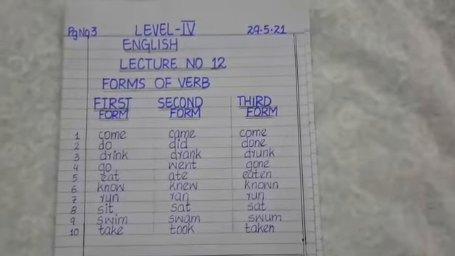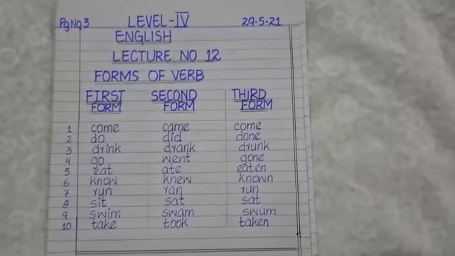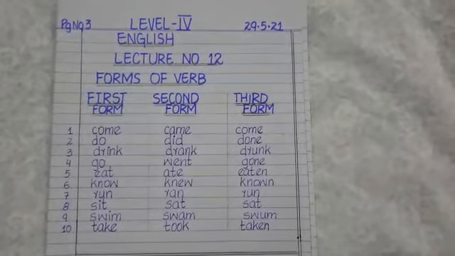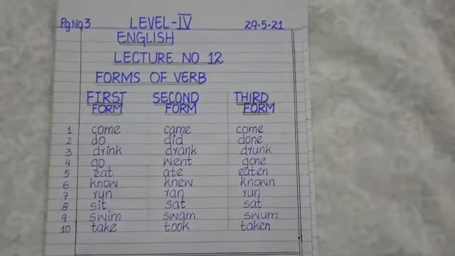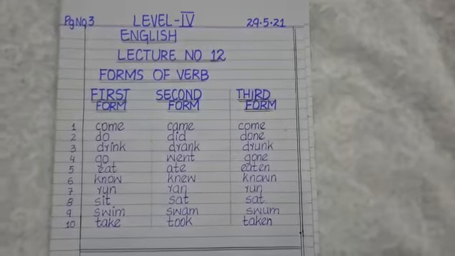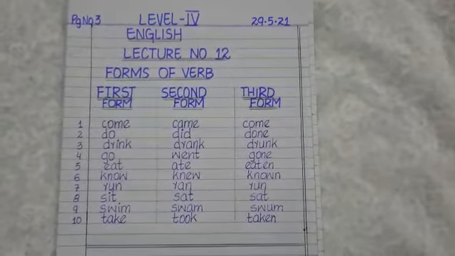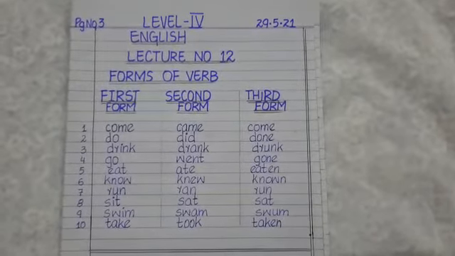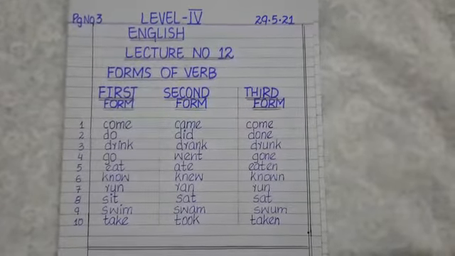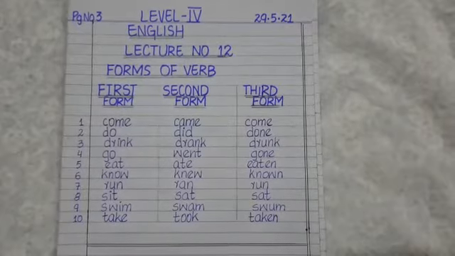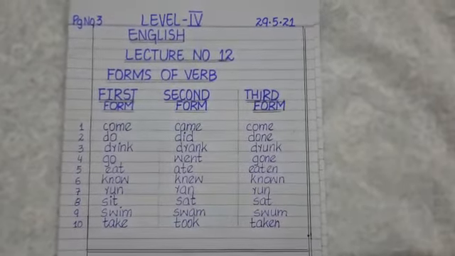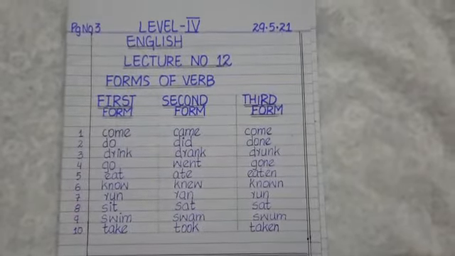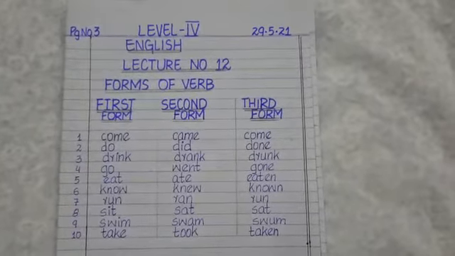Now come towards another topic, that is forms of verb. What do you mean by form? Forms means kinds of verbs or types of verb. So what is a verb? A verb is doing an action. A verb shows an action or state of being. So, how many forms of verb? There are 5 forms of verb.